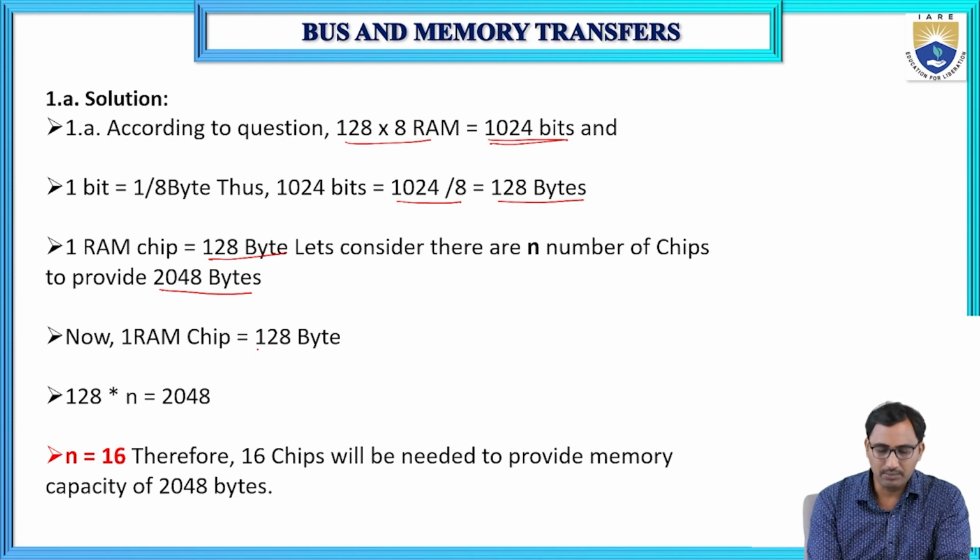One RAM chip provides 128 bytes. So 128 multiplied by the number of chips is equal to 2048, because all the values are in bytes. So n is equal to 2048 by 128, which results in 16. That means in total we require 16 chips to provide a memory size of 2048 bytes.